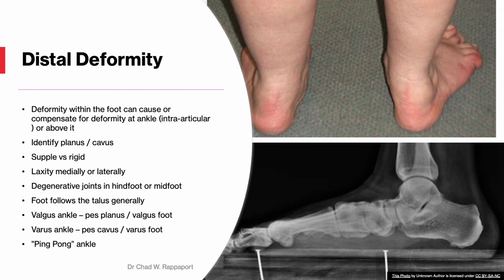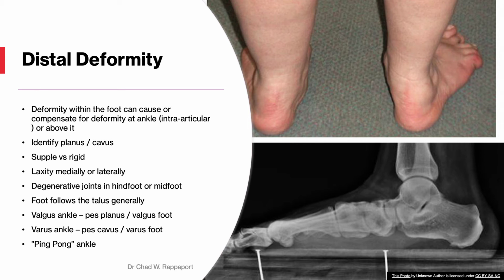It's equally as important to identify the deformity as being supple or rigid, and once again, therefore, being amenable to soft tissue balancing and osteotomies versus fusions. Deformity can lead to either laxity medially or laterally of the ankle, which of course needs to be addressed. Generally, the foot will follow the talus, so a valgus ankle will be more consistently seen in association with a pes planus or valgus foot, whereas a varus ankle is more prototypically encountered with a pes cavus or varus foot.